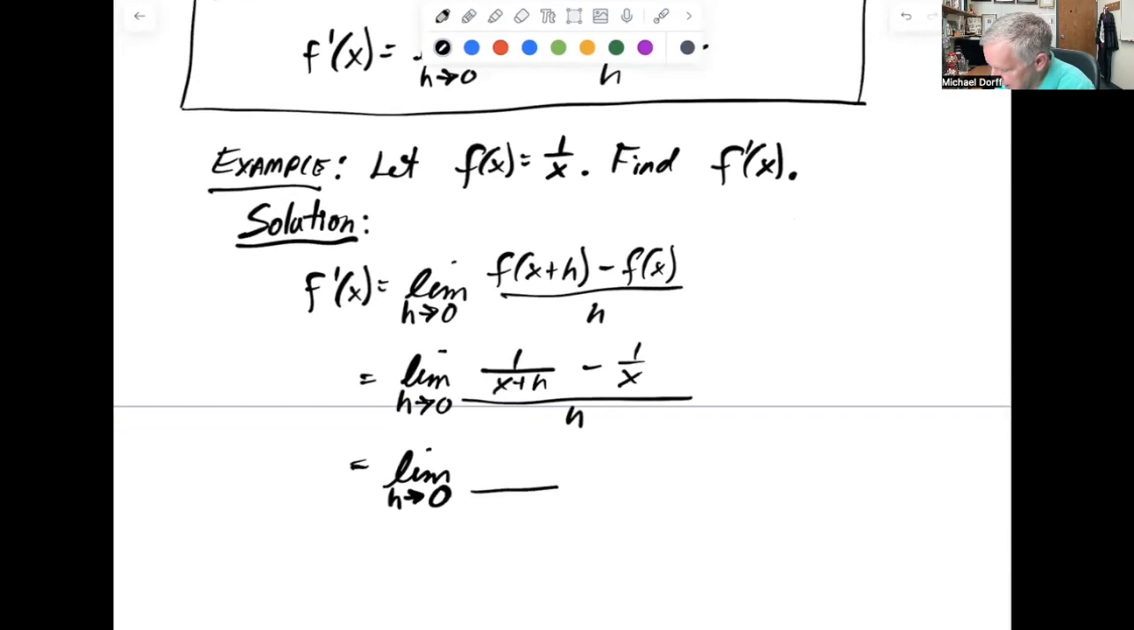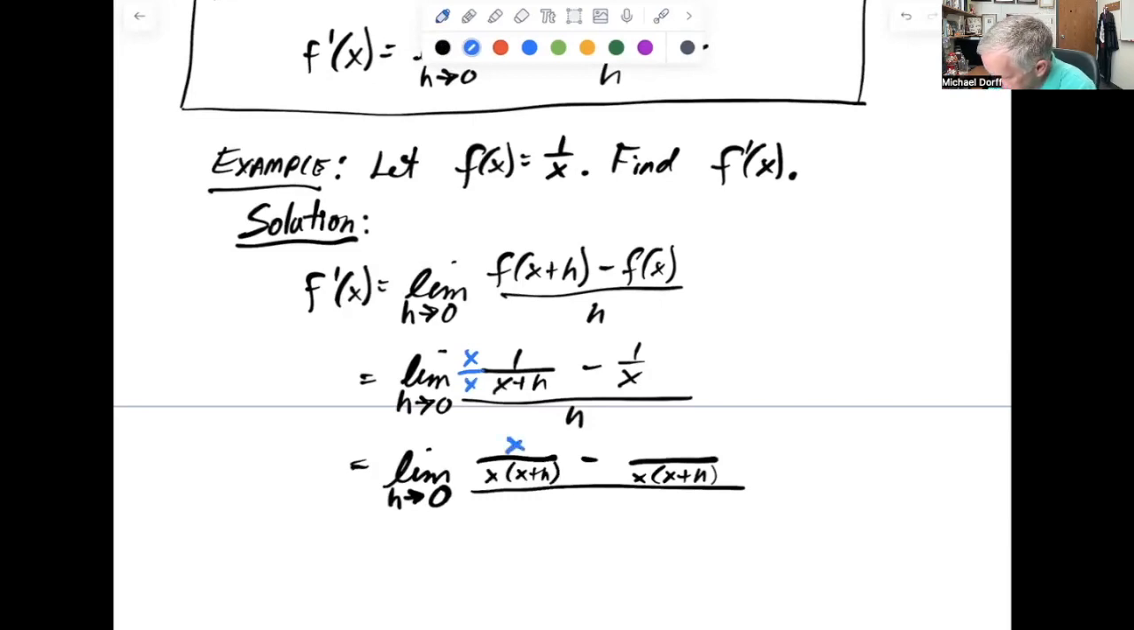All right, so I have to get a common denominator for what's in the numerator, and that common denominator is going to be x times (x plus h). So I'm going to have x plus h in my denominator here, and x times (x plus h) here. And how do I do that? Well, I need to multiply the first fraction in the numerator by x on the top and x on the bottom. And so I'm going to get an x up there.